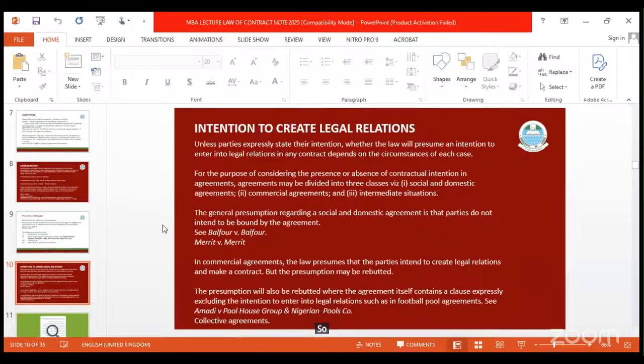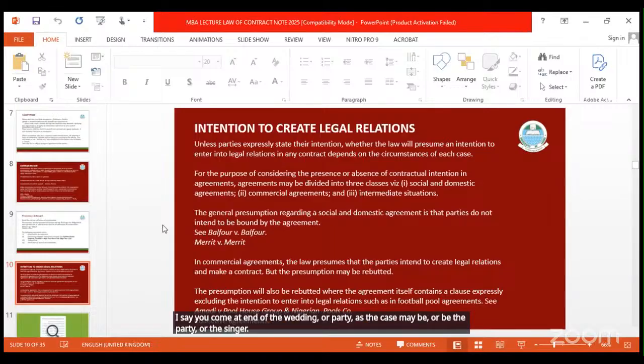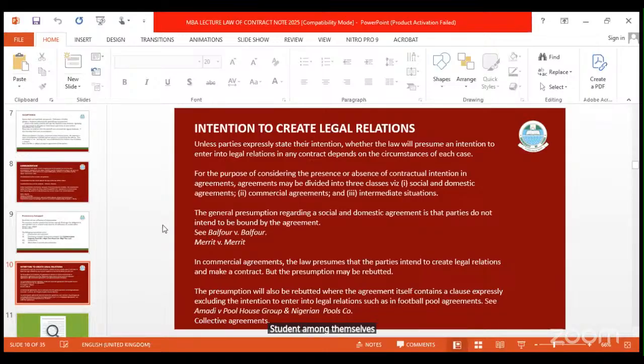Even classmates: an invitation to attend a wedding or party, you accepted, and you did not come. Well, that would amount to breach of contract because the person would have prepared for your coming. But among you, the agreement to attend the lectures and let me have notes from you, come and explain to me, if you attend the lecture and do not explain, they can't sue you. Students among themselves keep promising themselves, no contracts.